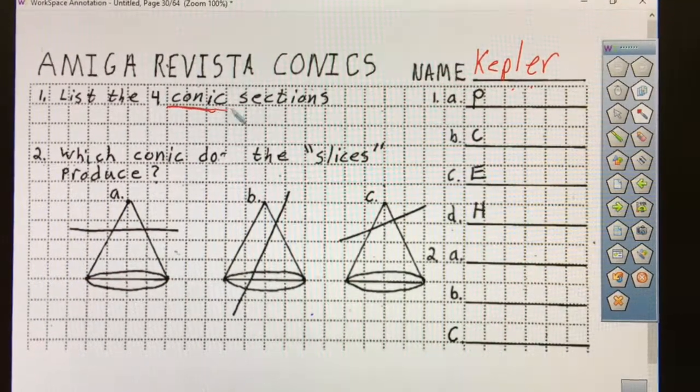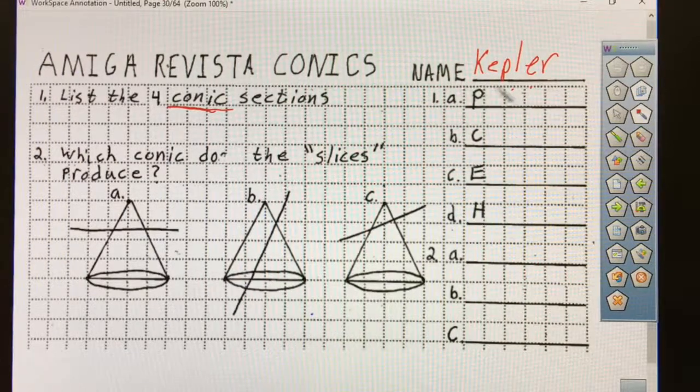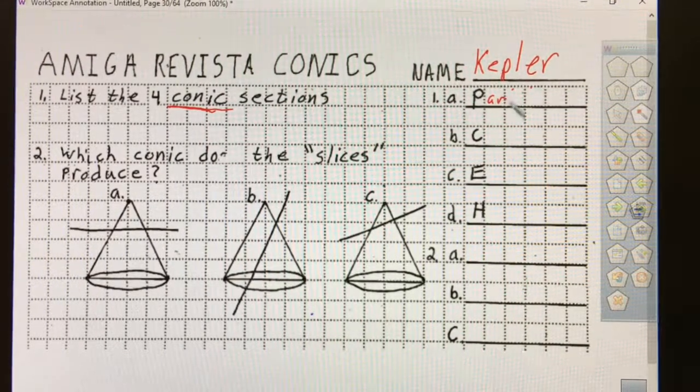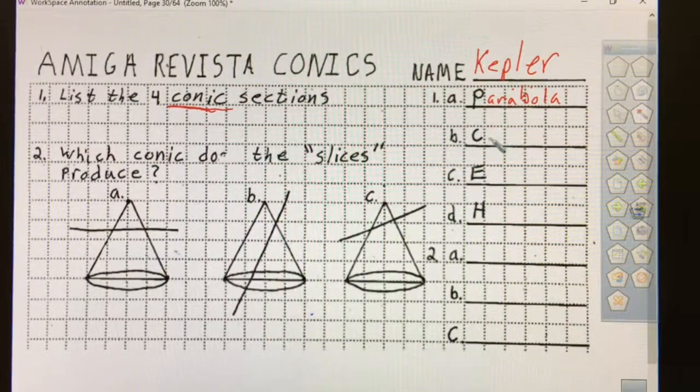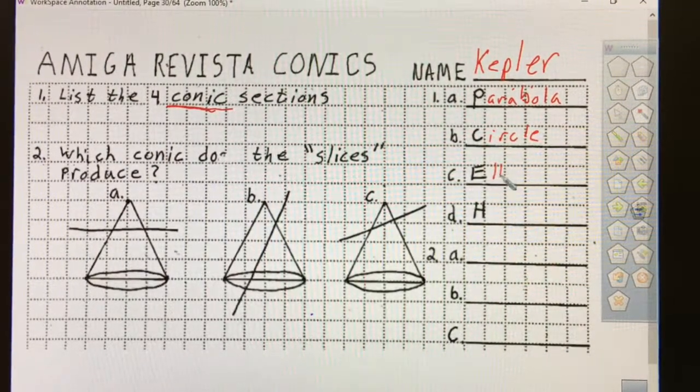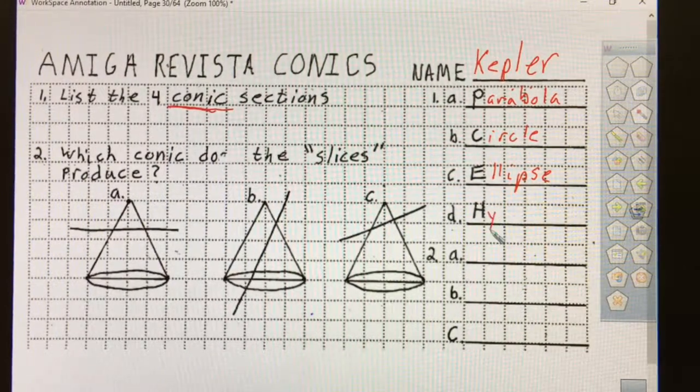I'm going to list all 4 conic sections, and notice I give you the first letter of each conic. So the first conic section that begins with the letter P would be a parabola. The next conic section that begins with the C would be a circle. Then an ellipse. And the H is a hyperbola. So those are the 4 conic sections.